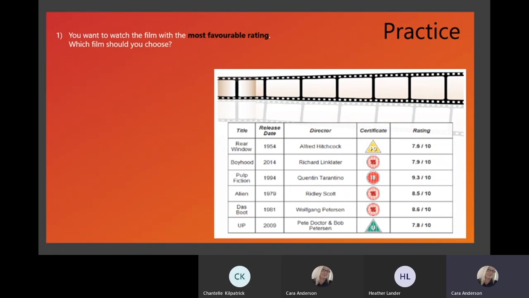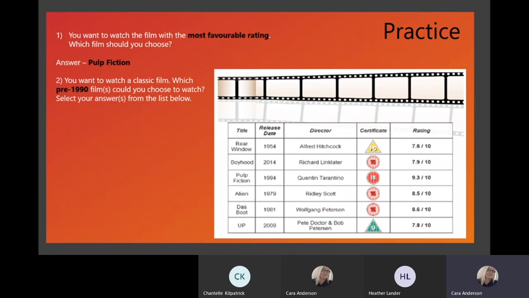Okay, Montel's, yeah, you've both gone with Pulp Fiction. Excellent, well done. So yeah, for me, all you need to do is look at the favourable rating bit, look at the ratings. Favourable obviously means the highest. So question number 2, you want to watch a classic film.